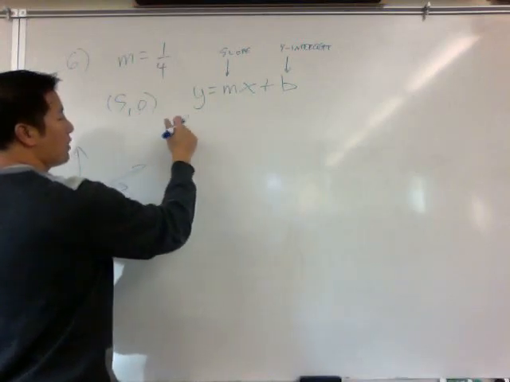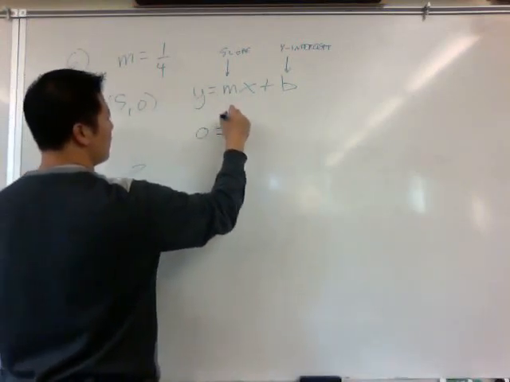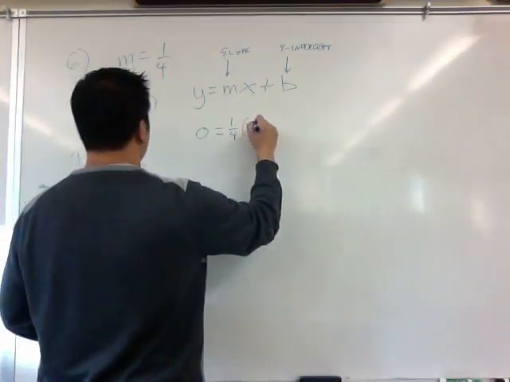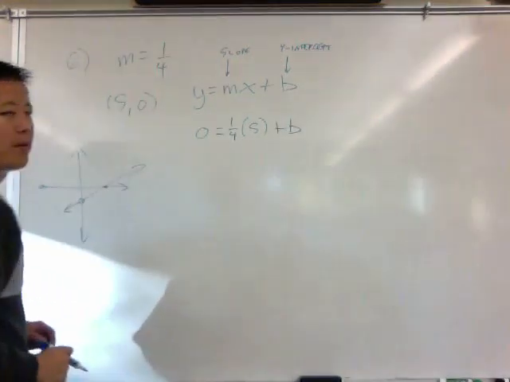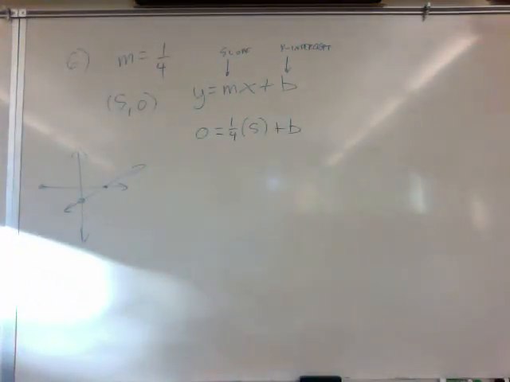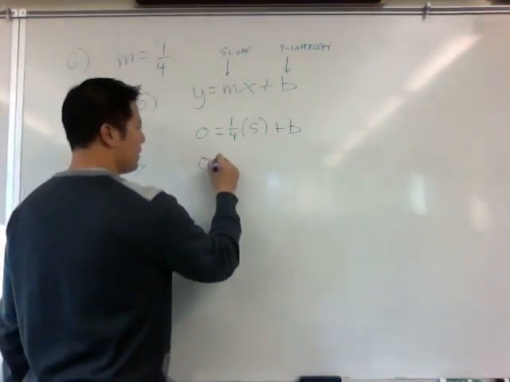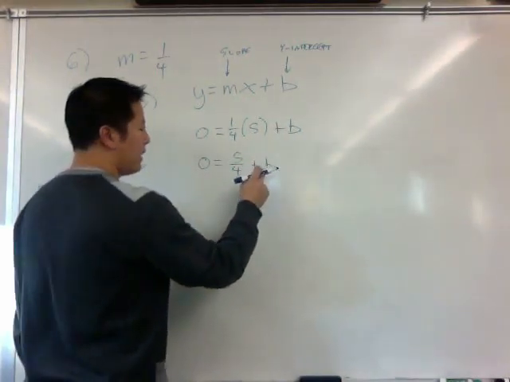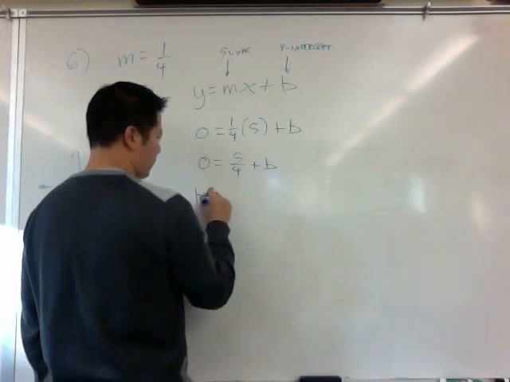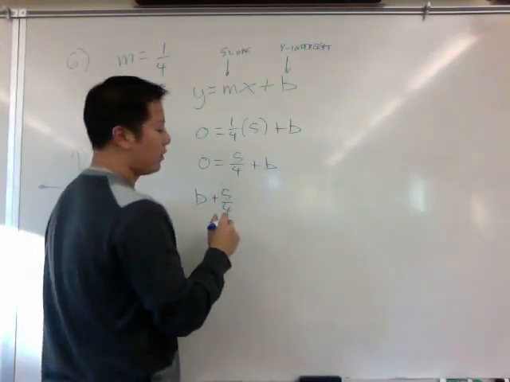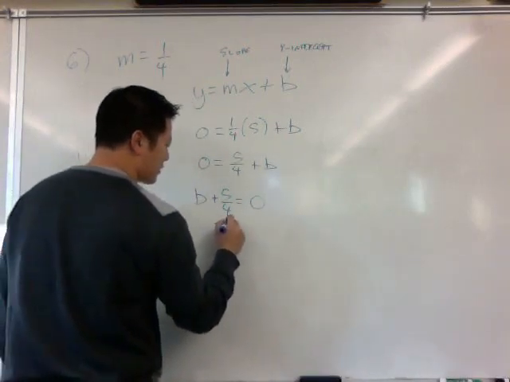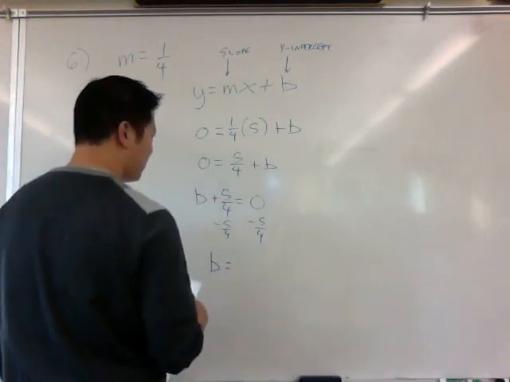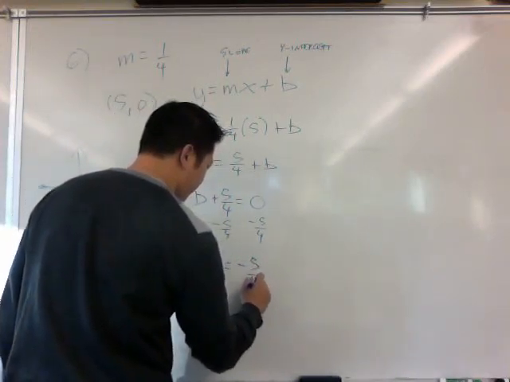So the y-coordinate is 0. Slope is 1/4. And our x value is 5. And we are going to solve for b. So let's do it. 0 equals, well, 5 times 1/4 is 5/4 plus b. We want to get b by itself. I'm going to switch it over here just because I like my variable on the left-hand side, but either way is fine. I'm going to subtract 5/4 from each side. b is equal to -5/4.